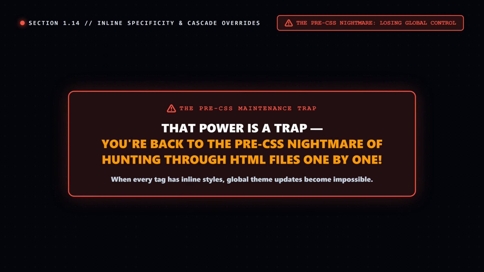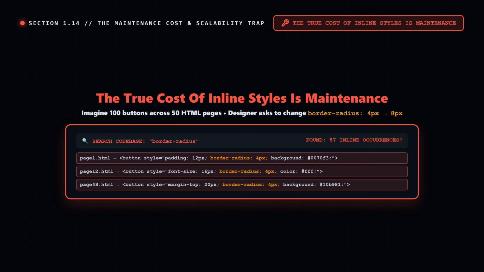But that power is a trap. When every element has its own inline styles, you lose the ability to make global changes. You're back to the pre-CSS nightmare of hunting through HTML files to change colors, fonts, and spacing one element at a time. The true cost of inline styles is maintenance.